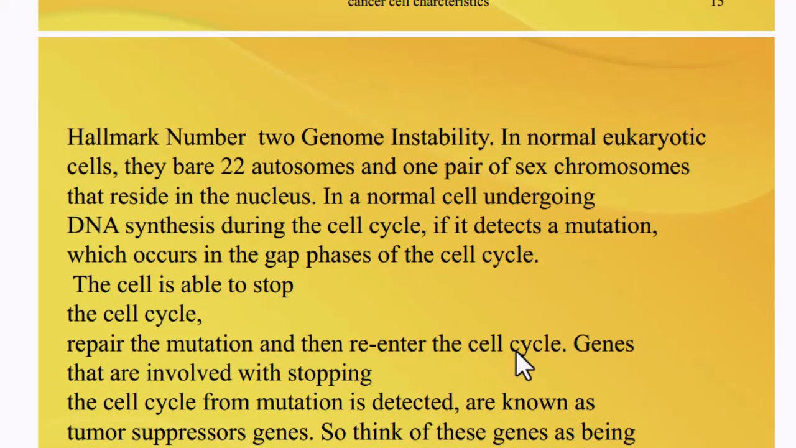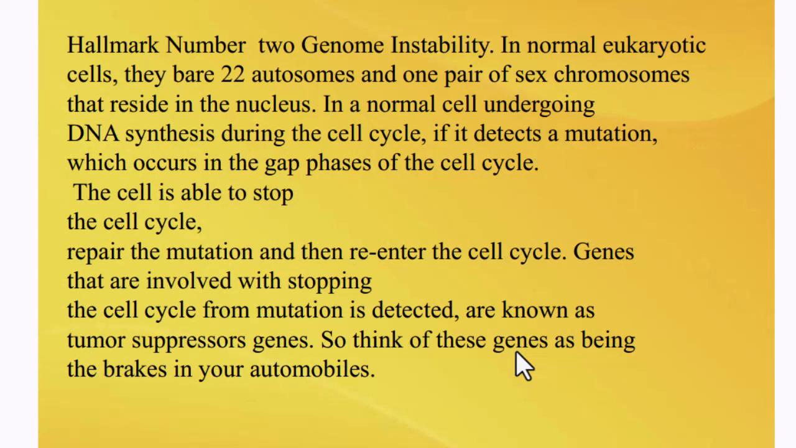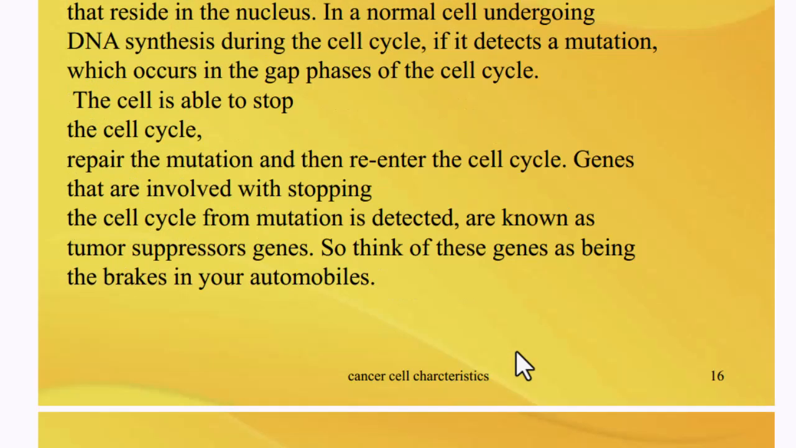Hallmark number 2, genome instability. Normal eukaryotic cells bear 22 pairs of autosomes and 1 pair of sex chromosomes, which reside in the nucleus. When normal cells undergo DNA synthesis during the cell cycle, they detect a mutation that occurs in the gap phases. The cell is able to stop the cell cycle, repair the mutation, and then re-enter the cell cycle.